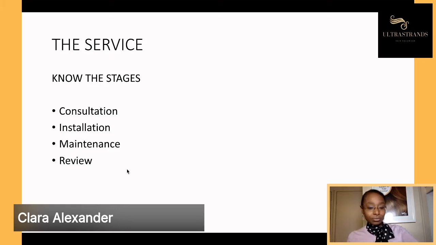Okay, so now we're looking at the service side of things. We've looked at the product and we're going to park it for now, because we're going to come back to it when we do some calculations later on, and we need to have our head and our space open to be able to do these calculations. When it comes to the service, you need to first of all know the stages of a service. And sometimes you don't think about what these stages could be.